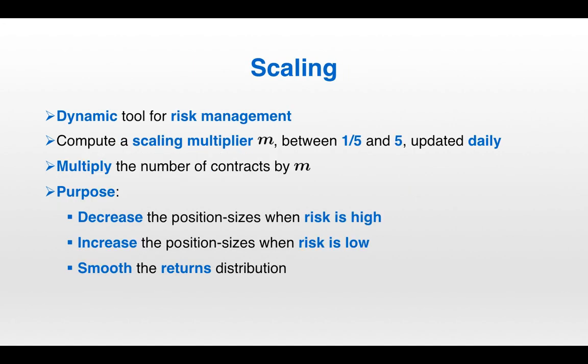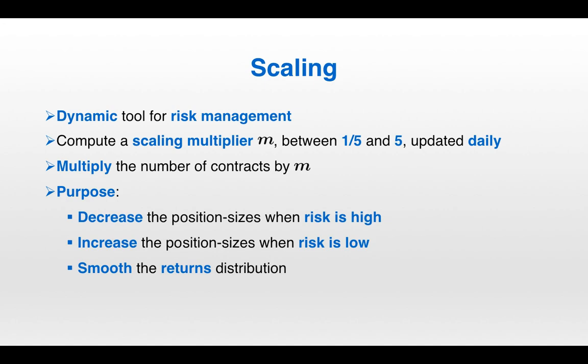And now we're going to discuss scaling. So remember that scaling multiplier number M in the number of contracts formula. Where is that number coming from and how is it computed? First of all, scaling is a dynamic tool for risk management. We compute the scaling multiplier number M between 1/5 and 5, and this number is updated daily. That's what makes this dynamic risk management.